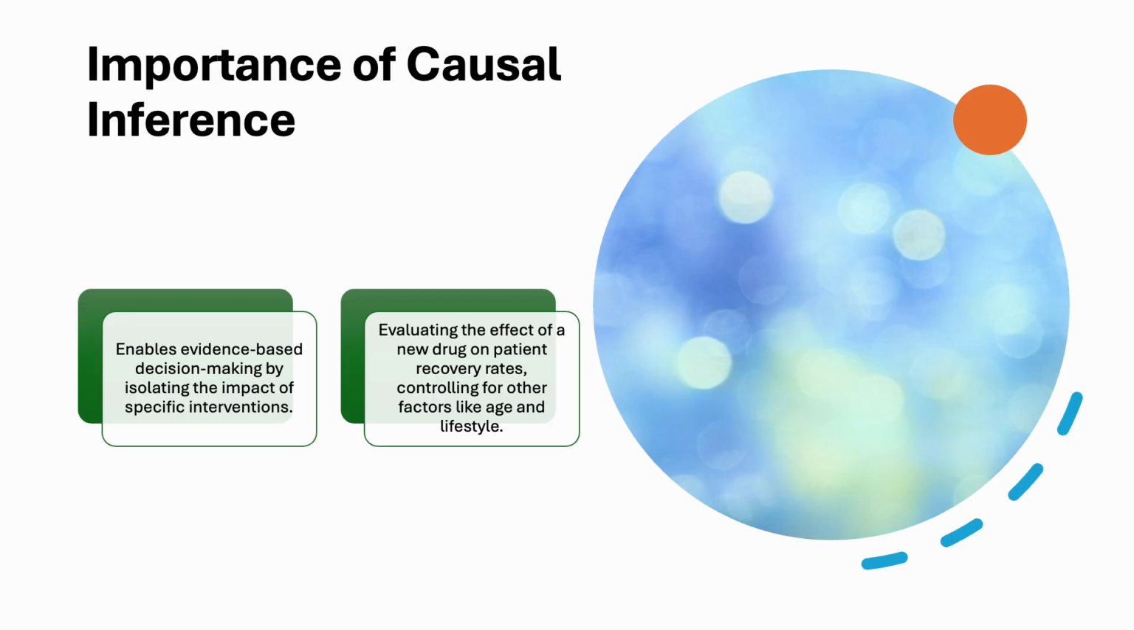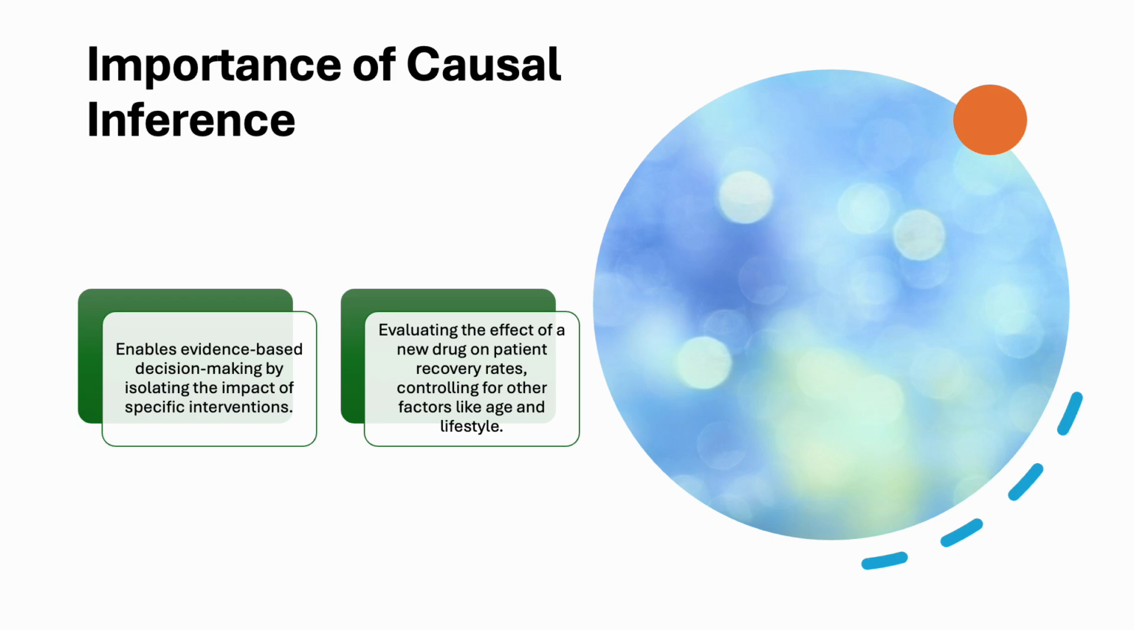In fields like healthcare, economics, and education, causal inference helps policymakers and professionals understand the real effects of their actions. For instance, if a school introduces a new teaching method, causal inference can determine whether it's truly improving students' performance or if other factors like student motivation or teacher experience are responsible. Without this, decisions might be based on incorrect assumptions, leading to wasted resources and harmful outcomes.